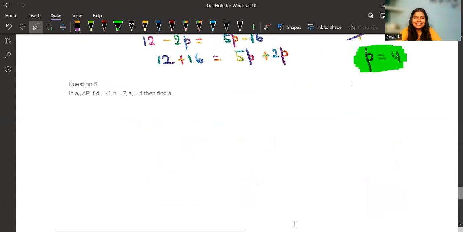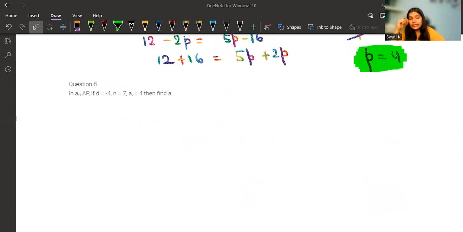All right, yes. Now we are at our 8th question, which says, in an AP, if D equals minus 4, that means the common difference is given, N equals 7, and A equals 4, then find the value of AN. Okay, I think there is one mistake. This one is basically AN. Maybe that is a misprint. AN is given. We have to find the value of A. Very simple. We know the formula. We are going to use that formula only.